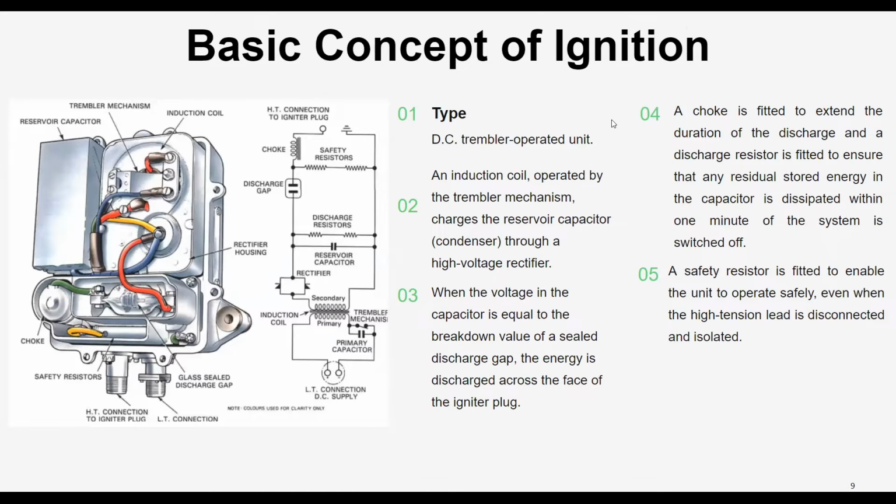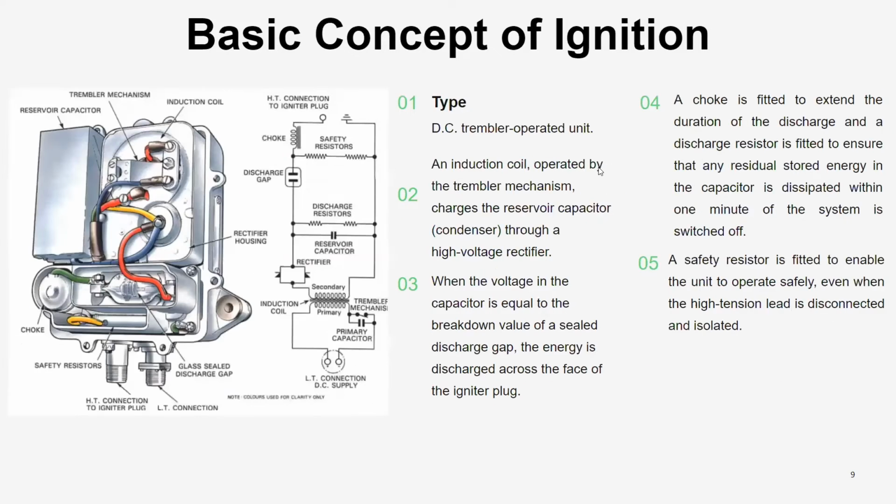Of the ignitions, there is a type which is the DC trembler operated unit. It is an induction coil operated by the trembler mechanism, which charges the reservoir capacitors through the high voltage rectifiers. When the voltage in the capacitor reaches the breakdown value of the discharge gap, the energy is discharged across the face of the igniter plug.